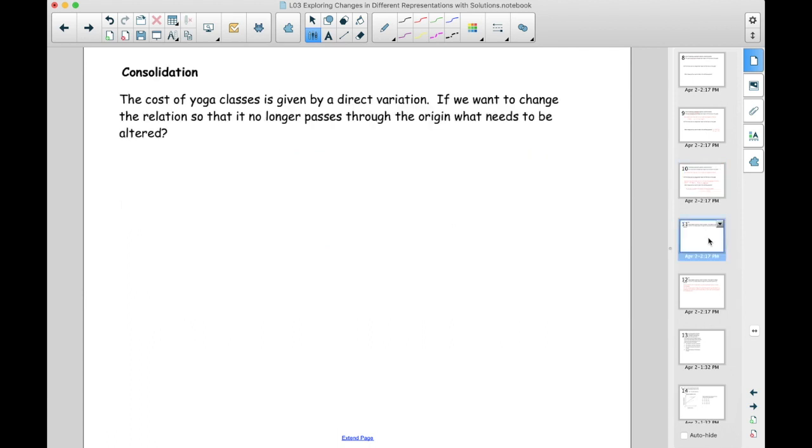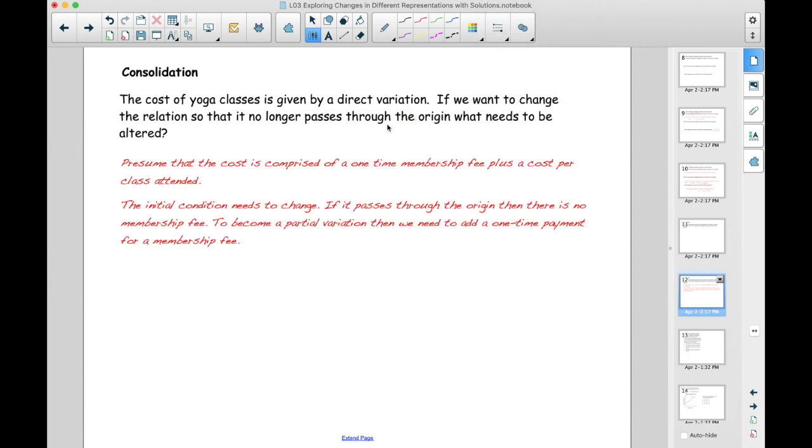All right, next example. I think this is our last one before I will assign the rest for you to work on. The cost of a yoga class is given by a direct variation. If we want to change the relation so that it wouldn't pass through the origin, so it's a direct variation, which means it's going through the origin, what do we need to alter? What do we need to change about this in order to get a partial variation? And again, a time to ponder pause. All right, resuming and taking this one up.